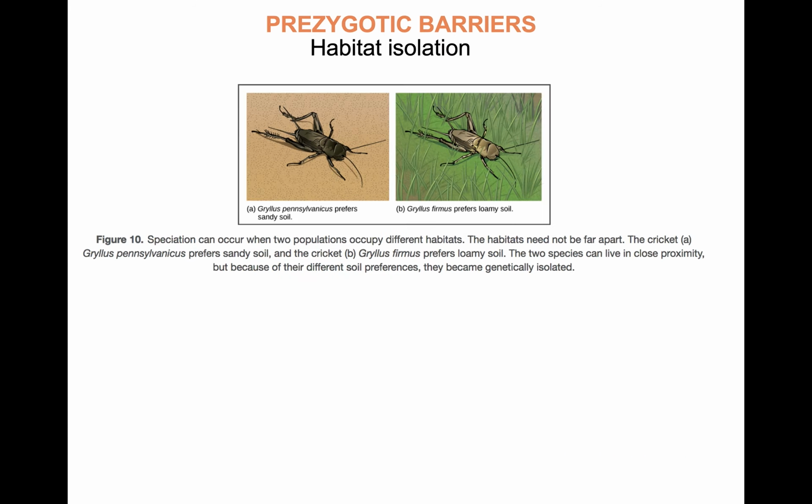Another type of pre-zygotic barrier is habitat isolation. If you have, let's say, different types of grasshopper that just evolved to live in different habitats, and because their habitats are so separated, they just will never meet to mate.